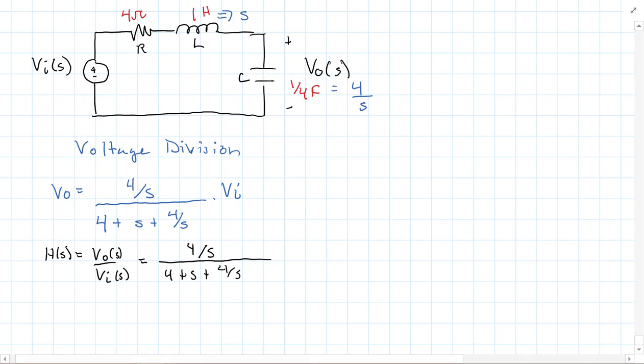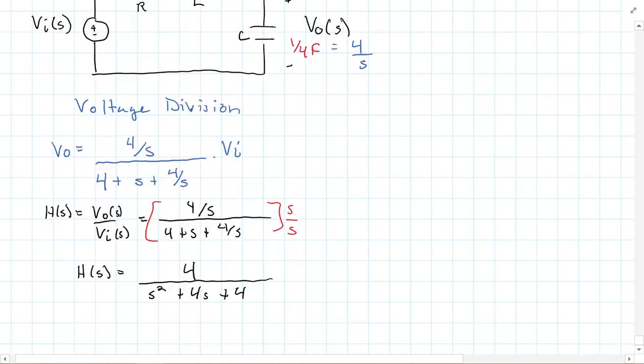Now, just like we normally would do here, we're going to clean things up. And to clean things up, I'm going to multiply by S over S. And so my transfer function becomes 4 over S squared plus 4S plus 4. Now, obviously I rearranged the terms here, because if I do S times 4, that's 4S, and then S times S is the S squared, the 4 over S times S is the 4. So I just wrote it in descending order here.